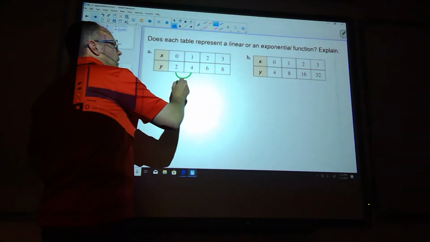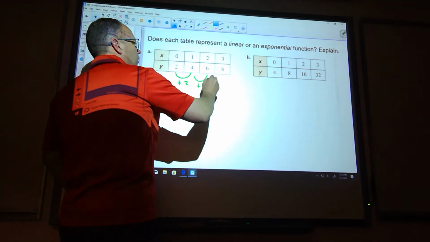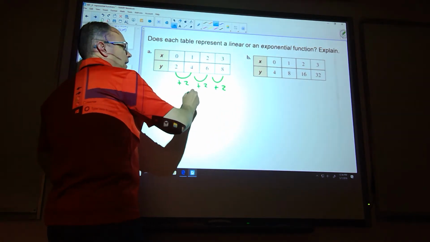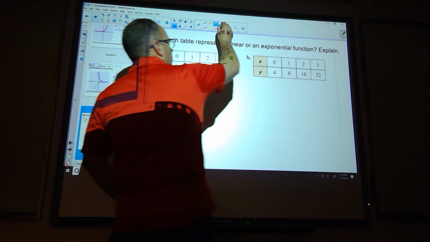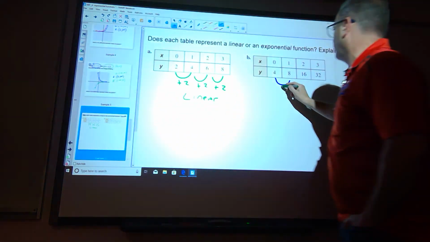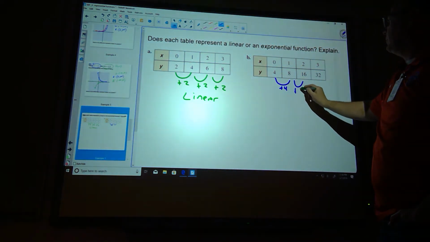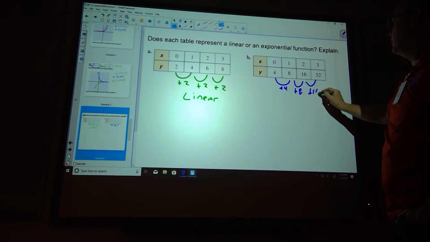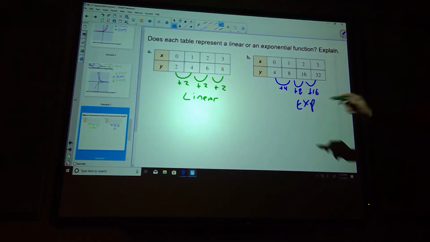So it looks like I'm adding 2. And that's definitely linear. And then the next one, I bet you're right. Add 4, add 8, add 16, exponential. Yeah, buddy. Cool. Did you submit it?